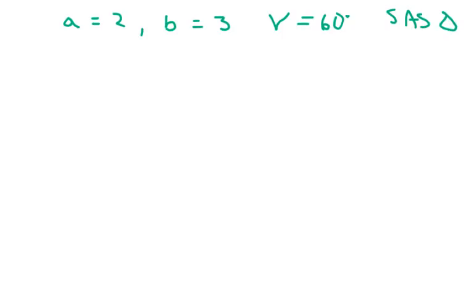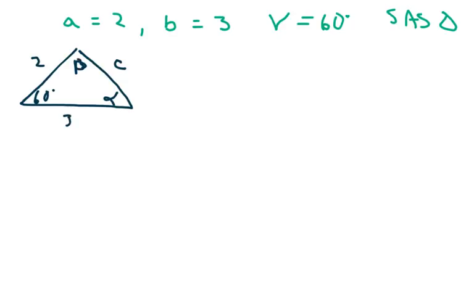Since we don't have c, let me go ahead and draw the triangle. I'll do it the way they did it. I'm going to let gamma be 60 here, so the side across from 60 is c, with alpha here, beta here, and they have 2 and 3 here.